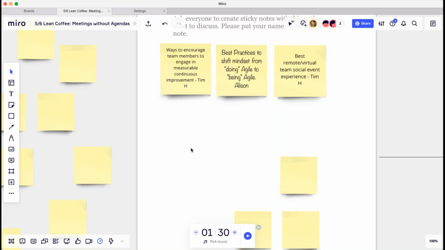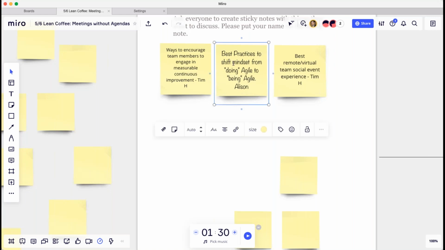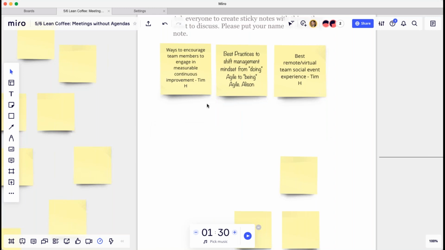Okay, so your problem here has to deal with how to get the team to be agile, or the management, or both. Oh, let's start with management. The team can all rock and roll on their own. Okay, I'm just going to put a little note on here to shift management mindset, and that way everybody knows what we're talking about. Excellent topic.